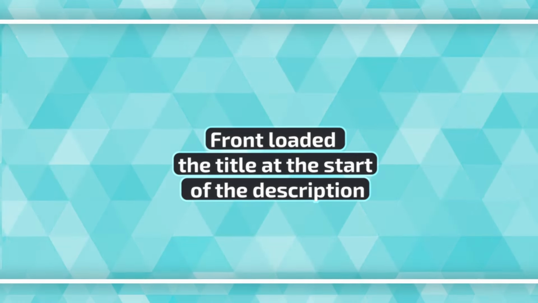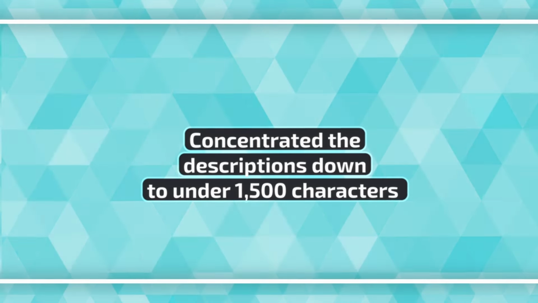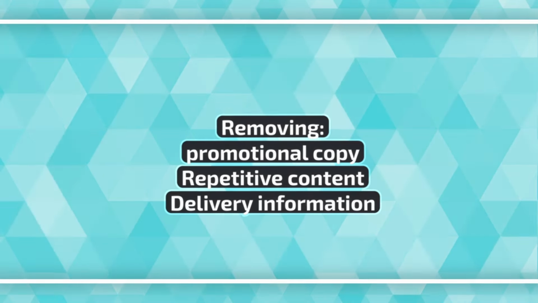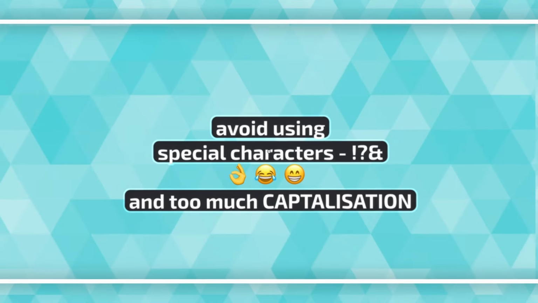So we started by front loading and copy and pasting the product title to the first sentence of the description, because these are the most relevant keywords that your user is going to be searching for. So you're more than welcome to just recycle those to the first sentence. Then we wanted to concentrate our descriptions down to 1,500 characters by doing the following: removing any promotional or repetitive content and anything to do with delivery. And we also want to make sure we avoid using any special characters, emoji, and too much capitalization.